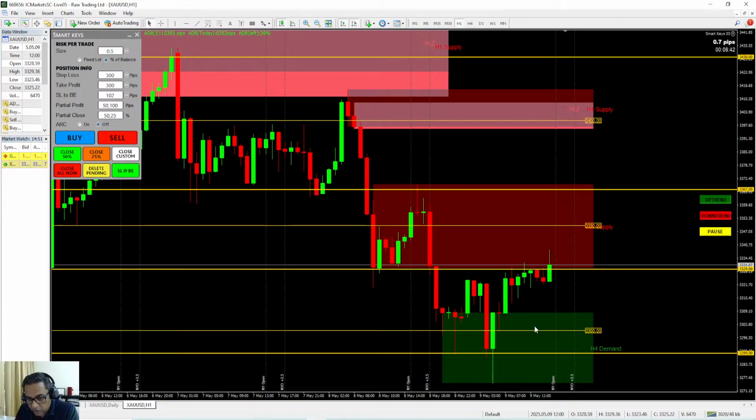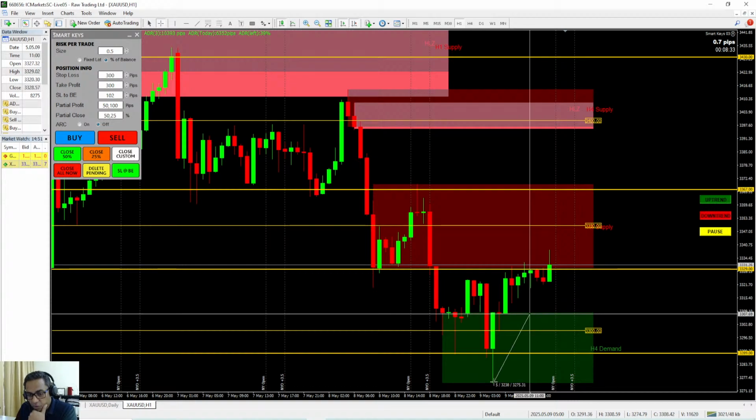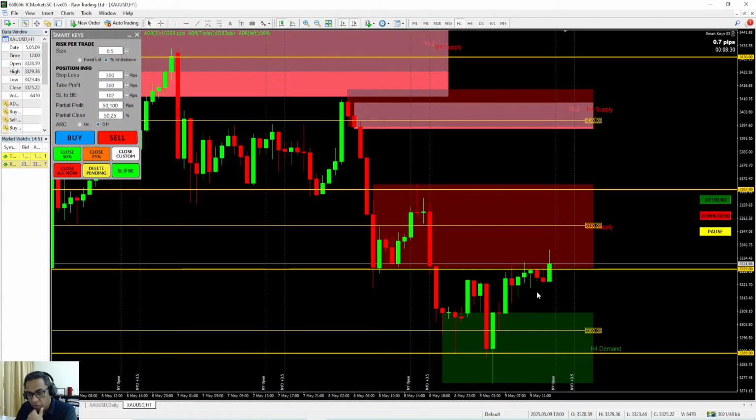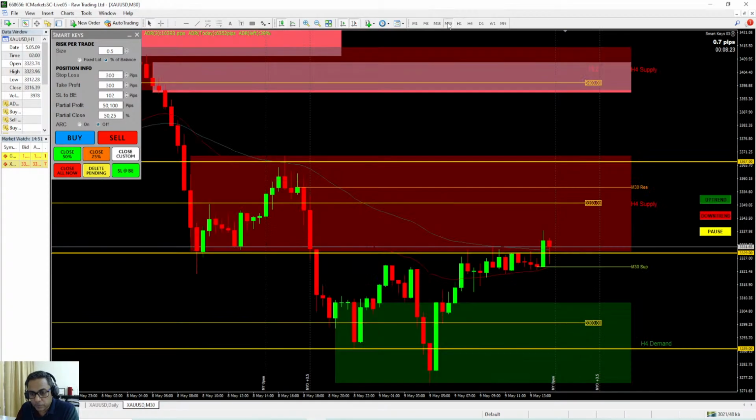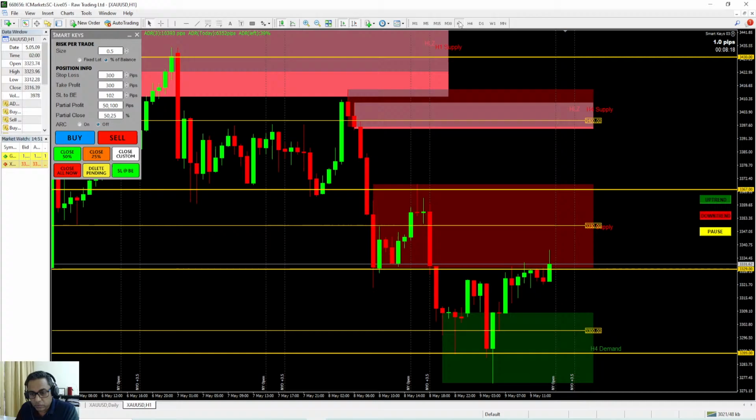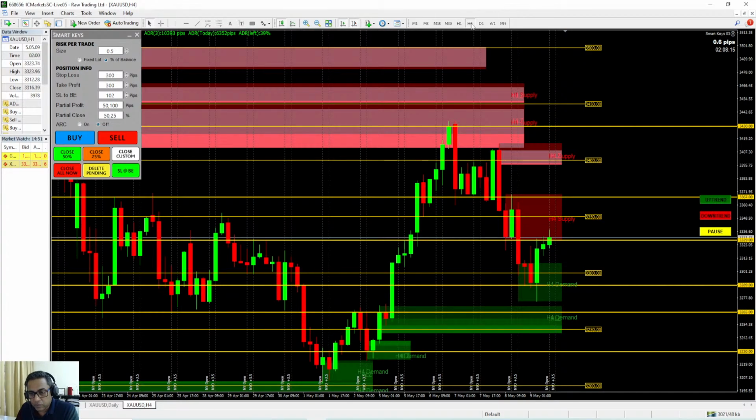Let's take a look at this again. Two fairly large zones, a 325 pip zone here and a 400 pip zone up here, and price is in between, there is 200 pips. So we have two new zones. We have a 4-hour supply zone here, and we have a new 4-hour demand zone here for the NY Open.